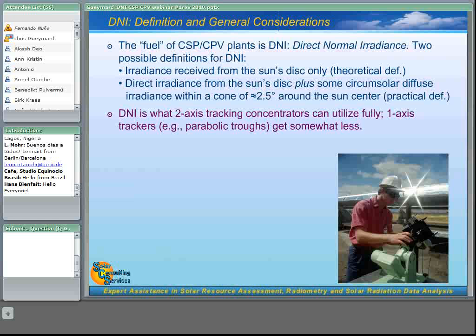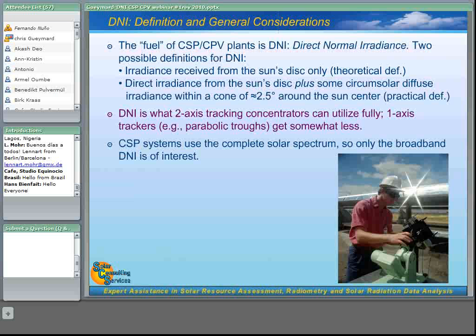And so in the context of this presentation, we will talk mostly of the second, practical definition rather than the first one. But in the next webinar next week, we will actually go into more details about what this circumsolar diffuse contribution can be. So DNI is essentially what a 2-axis tracking concentrator can use fully. 1-axis trackers like parabolic troughs will get somewhat less, and next week we'll look at this a little bit more.